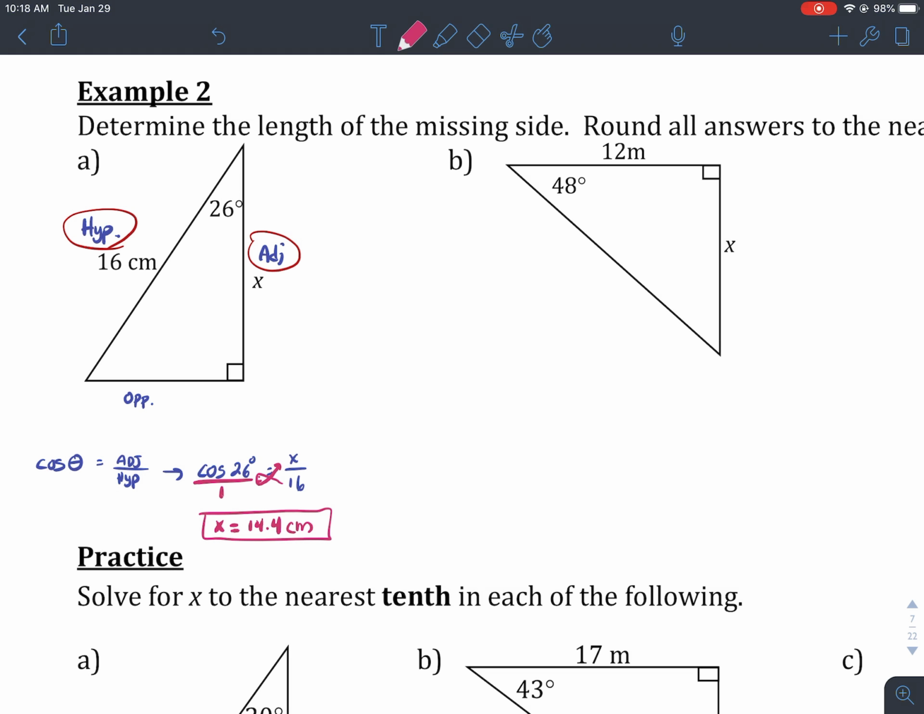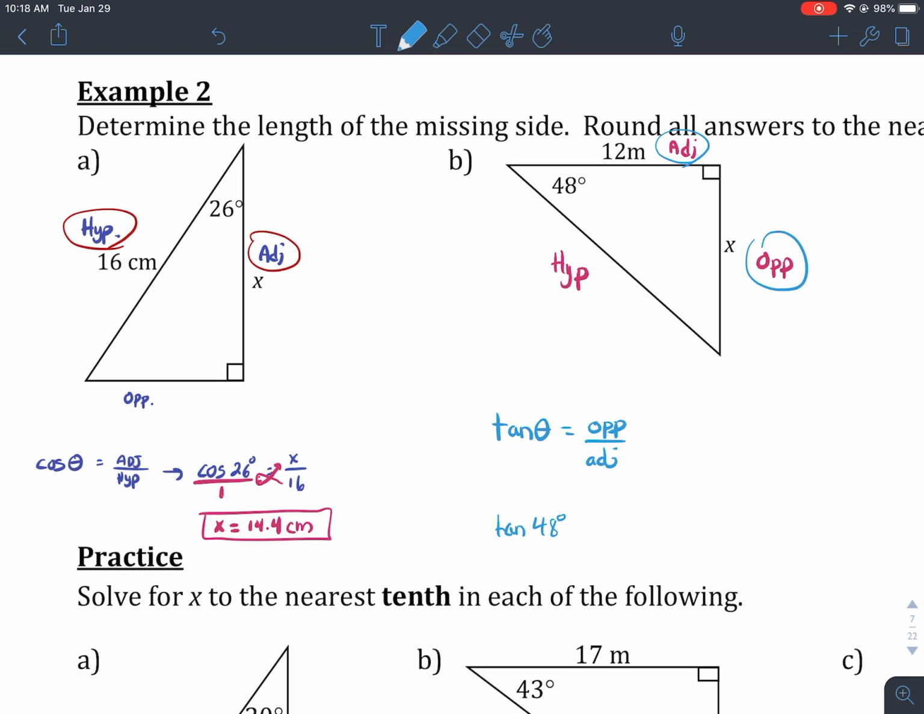Okay, we're going to take a look at another one. So for B, we again have to label the triangle in order to figure out which side lengths we're using. So 48 is my angle, my hypotenuse is across from the right angle, my opposite is x, and my adjacent is 12. Now, if I'm using the adjacent and the opposite side, I don't want to use the hypotenuse. There's nothing there for me. It won't help. So opposite and adjacent, the relationship between those two is called tangent. So the tangent of theta is equal to opposite over adjacent.